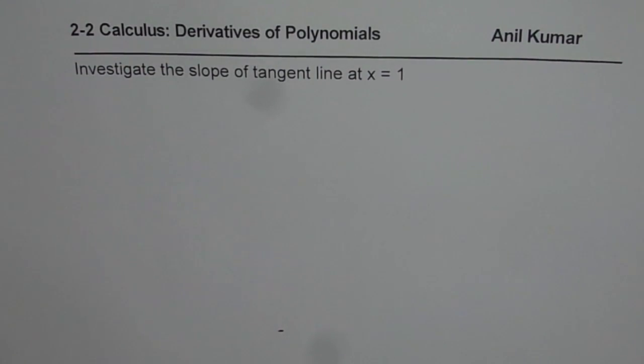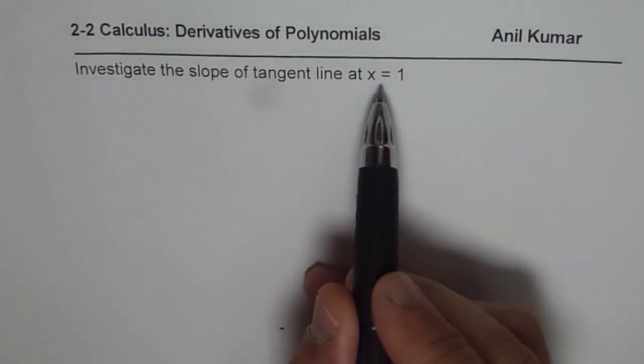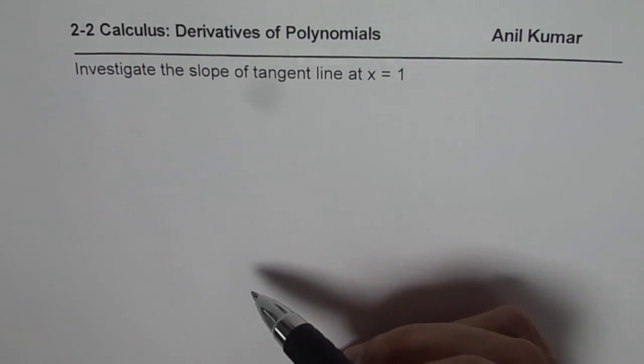I'm Anil Kumar, and now let us discuss derivative of polynomials. In this particular video, we'll investigate the slope of the tangent line at x equals 1 for some polynomials.